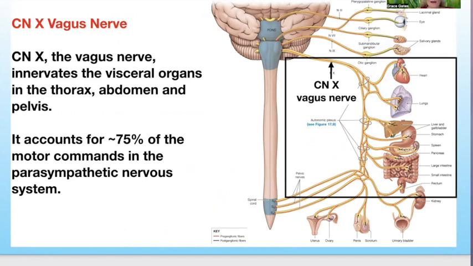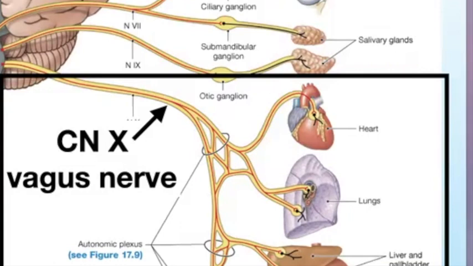interesting but rather minor. Cranial nerve 10, the vagus nerve, innervates the visceral organs in the thorax, abdomen, and pelvis. It accounts for 75% of the motor commands in the parasympathetic nervous system. The vagus nerve innervates the heart. It decreases the heart rate and the strength of contractions. It innervates the lungs. It decreases the respiratory rate and causes bronchoconstriction.